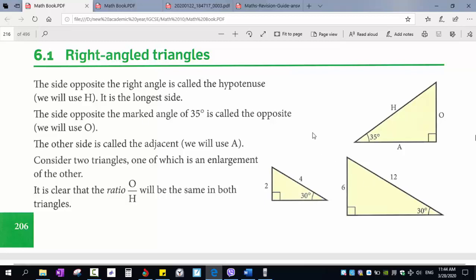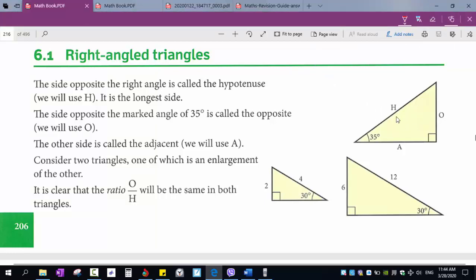So remember, the longest side in any triangle is called the hypotenuse. So here this 12 is the hypotenuse, this 4 is the hypotenuse, and here it's marked as h. Hypotenuse is the longest side in right angle triangles, and it's always opposite the right angle. So here is the right angle, this is the hypotenuse. We call hypotenuse h in the rules, for simplicity.